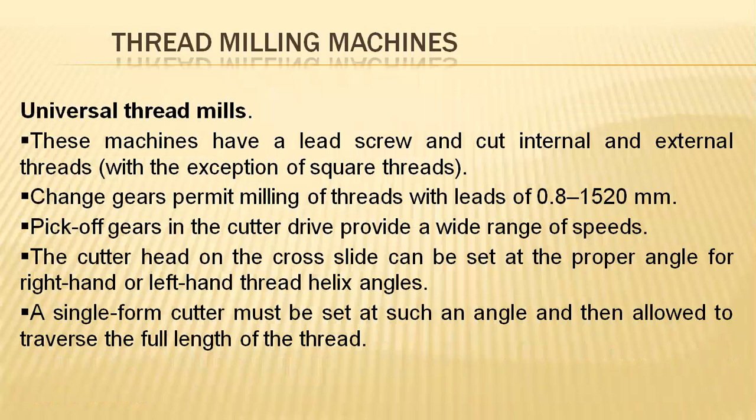Coming to the sector of these universal strategies, particularly having the lead screw that has the capability of producing both internal and external threading processes, in which only circular orientations are possible. In order to progress this, the shifting or changing of the gears is permitted with leads of 0.8 to 1520 in range in the case of these universal milling machines, that is, thread milling machines.